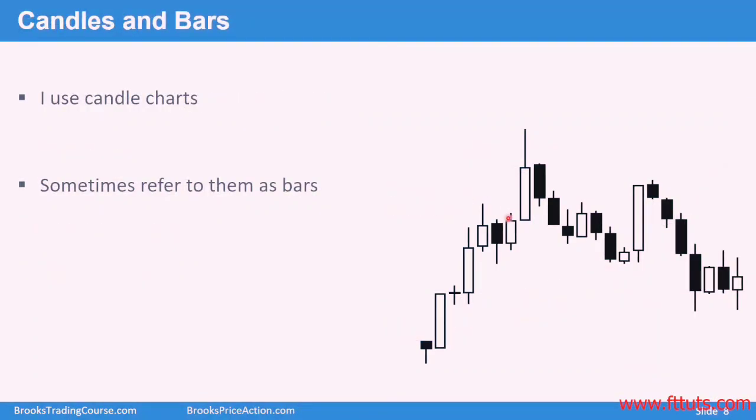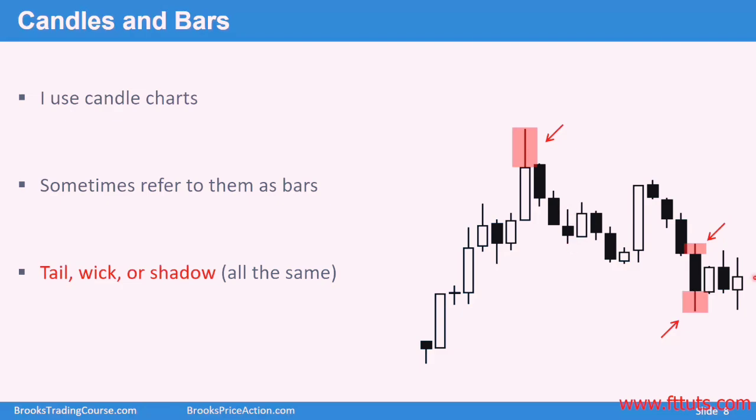This type of chart is a candle chart. I sometimes refer to each candle as a bar instead of a candle. And you'll see on a lot of the bars, there's a black line on top. Sometimes there's a black line on the bottom. And white bars can have black lines on the bottom or on top. Black bars can have black lines on the bottom or on top. They can have them on top and bottom.